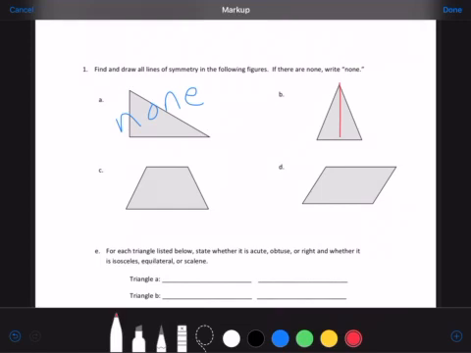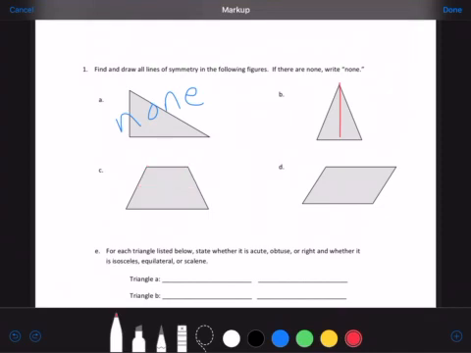On C, if I try to go from corner to corner, those will not fold on top of each other. When it comes across, this corner is going to be about there somewhere. Same thing if I go this way. So then you can think about it in half like this. But when that folds in half, it's just going to have these two corners come down to here and here. So that's not going to be lines of symmetry either.